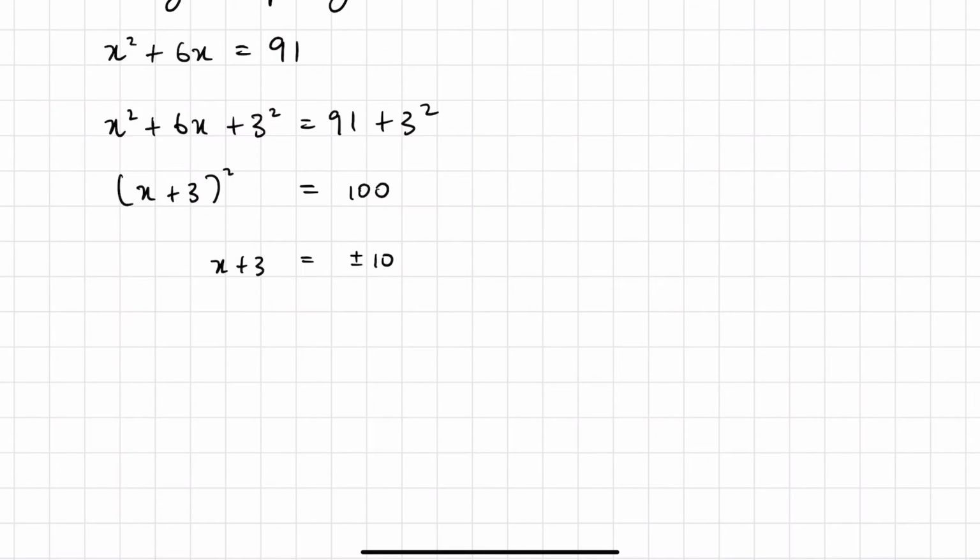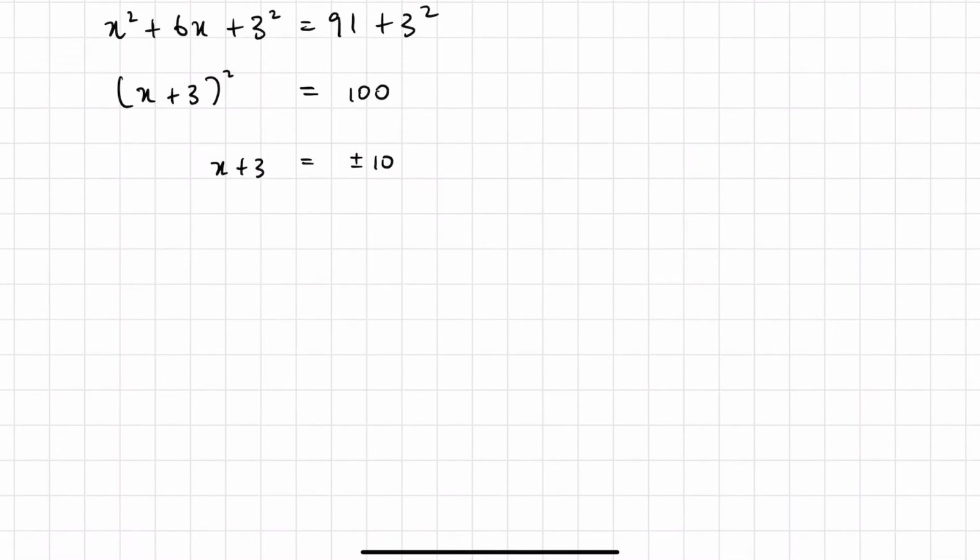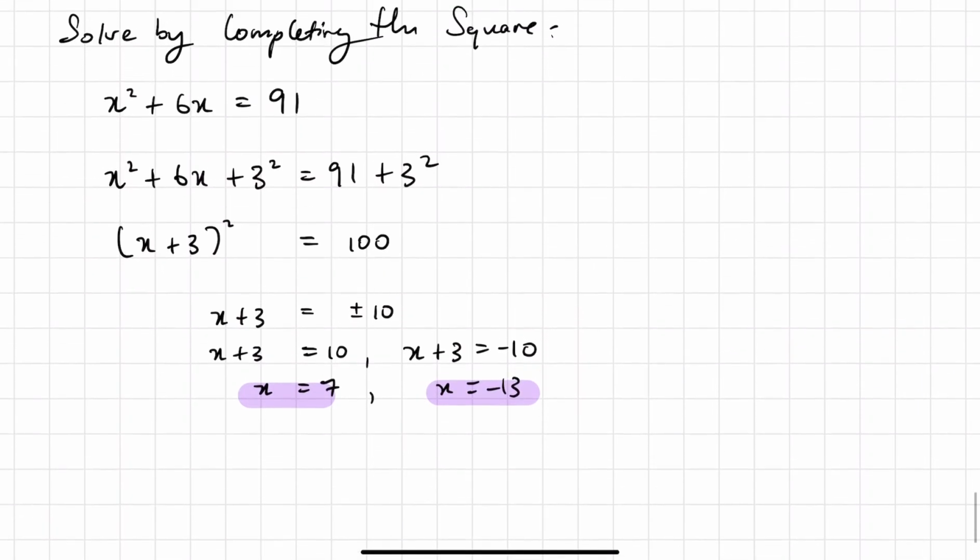Okay, hopefully you followed along for that. And now we just have one more step to answer the question. We can say, first of all, I'll just write x plus 3 is equal to 10, x plus 3 is equal to negative 10. Okay, that's what the plus minus means. So x equals 7 and x equals minus 13. These are the solutions. Okay, so that's how you complete the square.